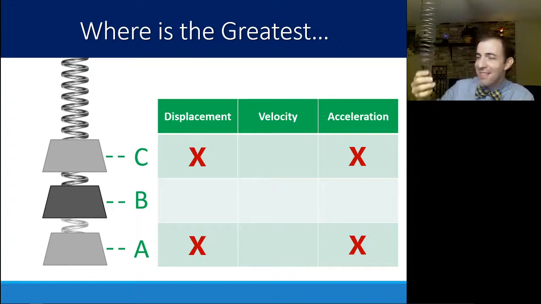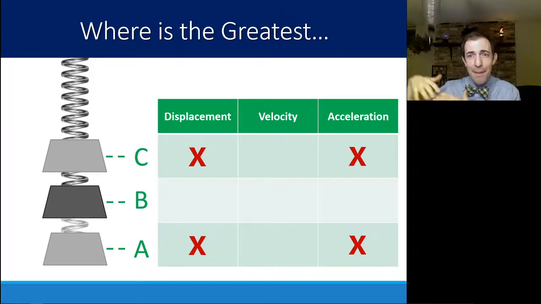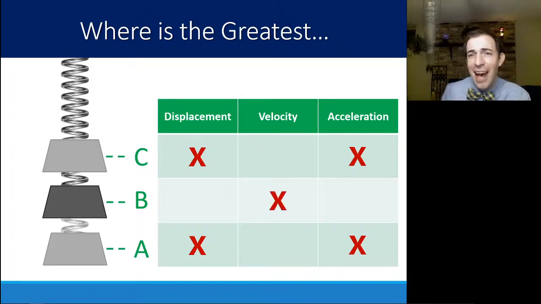Now, this velocity is the tricky one. The velocity at A and C are exactly zero. That's where it comes to a stop at the extremes. It's B, this middle part here, that has the highest velocity.